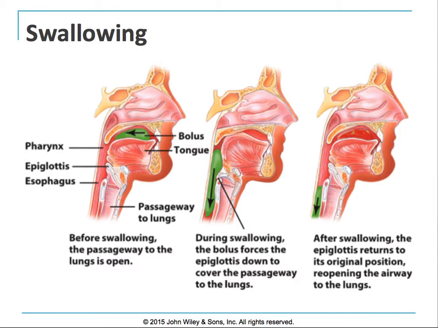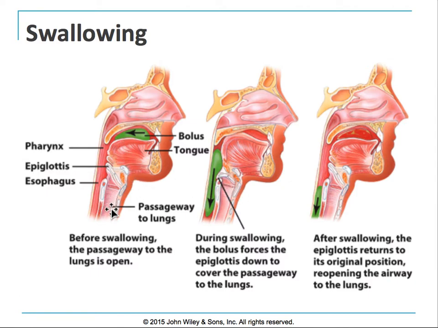Swallowing. So this diagram is showing you how the epiglottis works in your pharynx. So you have the bolus here in your mouth. This is the food mixed with enzymes and other secretions. It's moving over your tongue as you swallow into your pharynx. We have the epiglottis here, which is a little flap. And down this tube is the passageway to your lungs. So you don't want to get food down this passageway into your lungs.